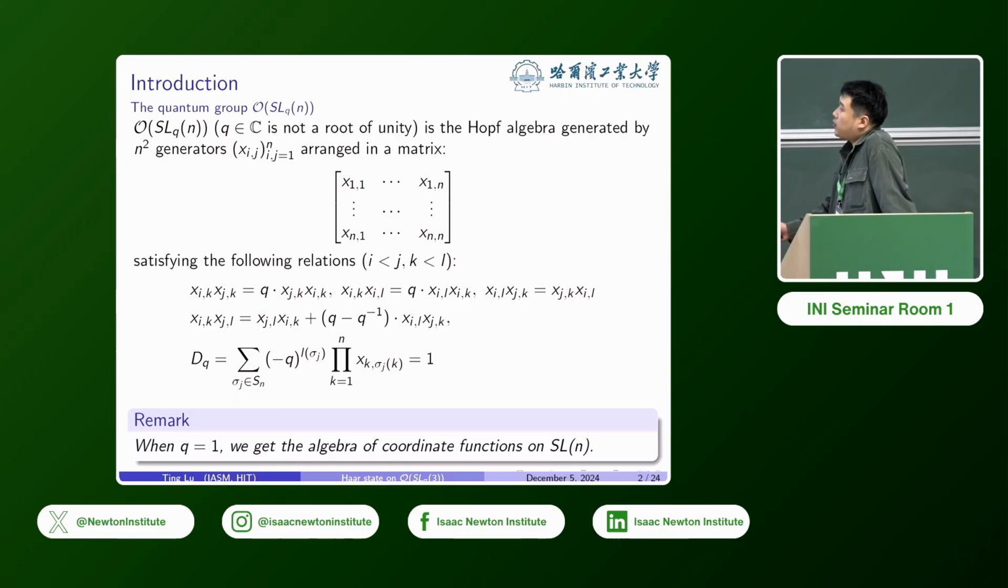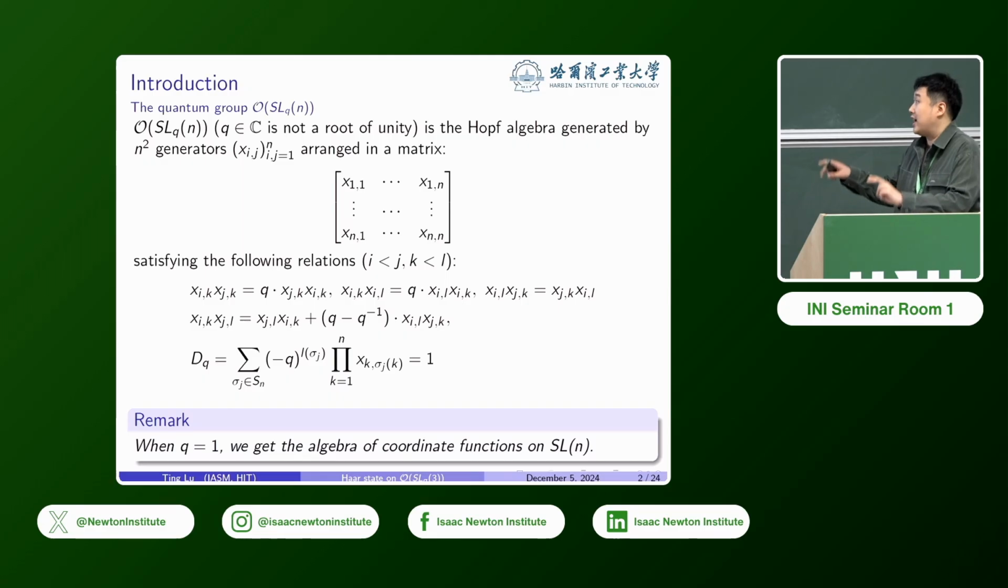So the quantum group OSLQN in my talk will be a Hopf algebra rather than a C-star algebra. So everything here is just algebraic. And these are the generators, and these are the commutation rules for those generators. Here, the Q is the quantum determinant. It's just the Q analog of the classic determinant for a matrix.